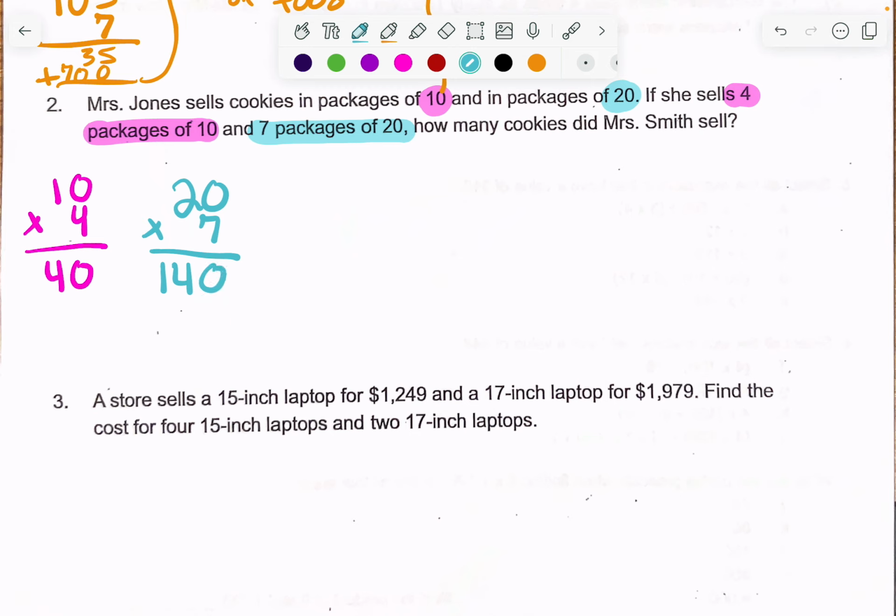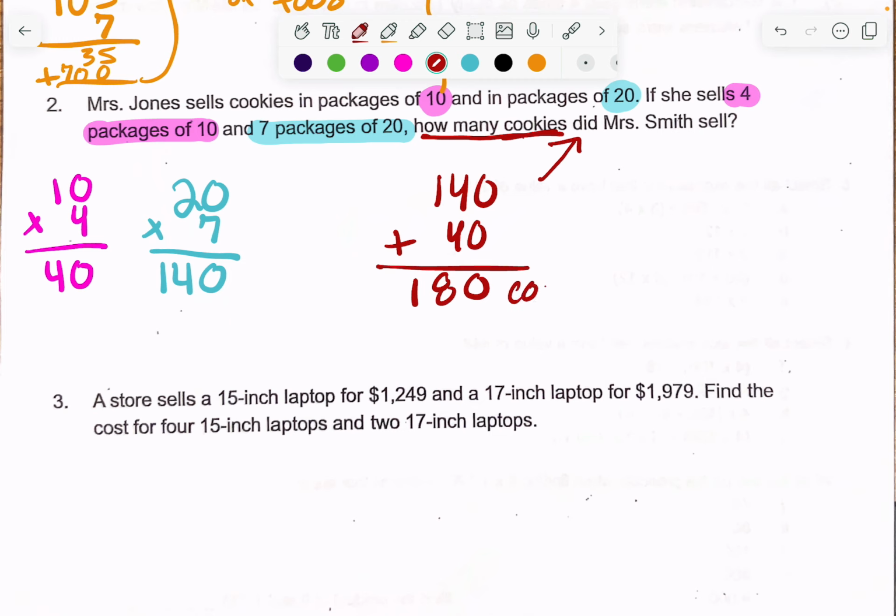Now I know how many cookies she sold in the packages of 10 and how many cookies she sold in the packages of 20. Now I want to combine my total cookie amounts. That's super important. So I'm going to go here with my red. I'm combining. So I'm going to add 140 plus 40 to get my total amount to answer my question. How many cookies? That's my question. So 180 cookies.